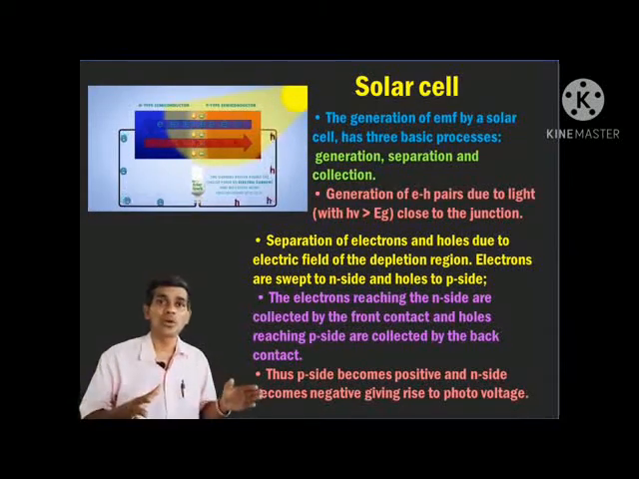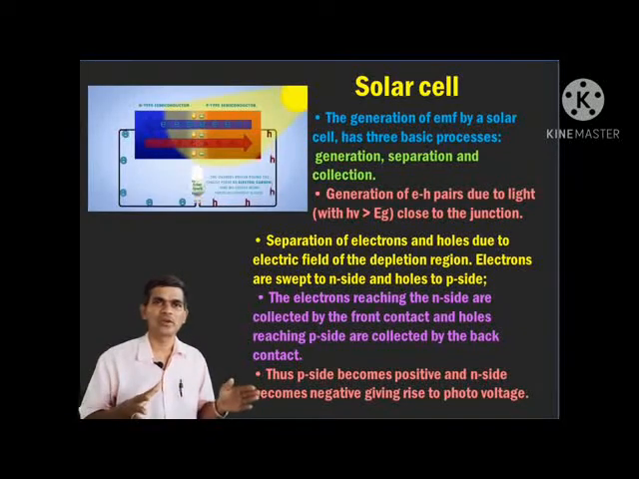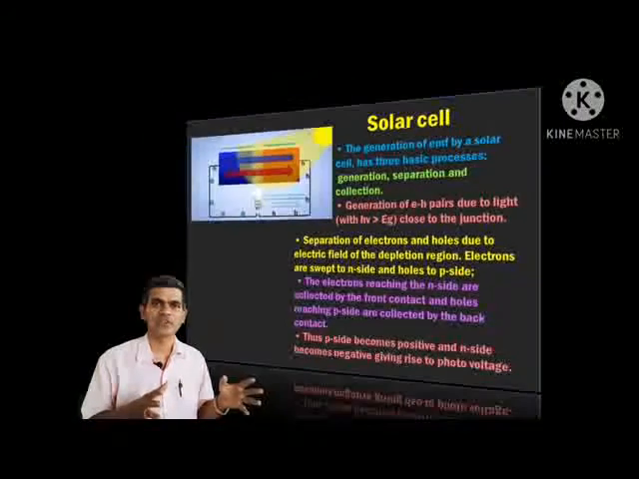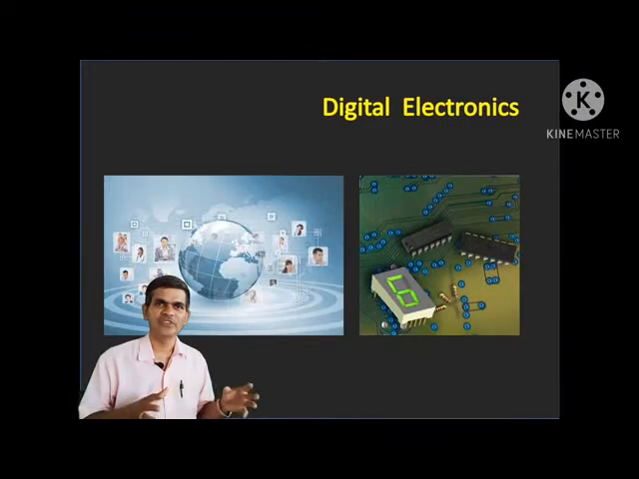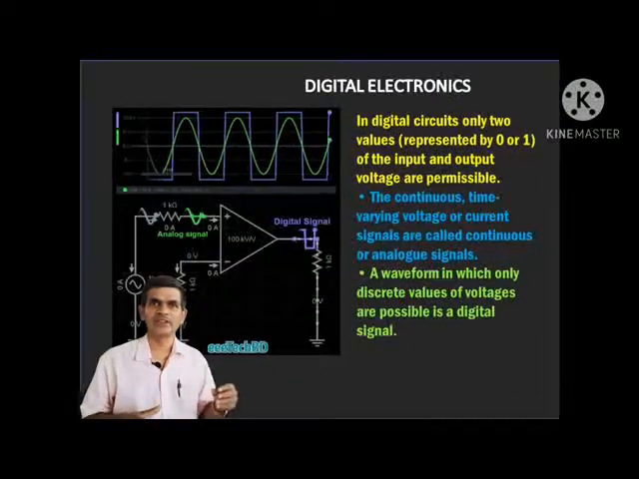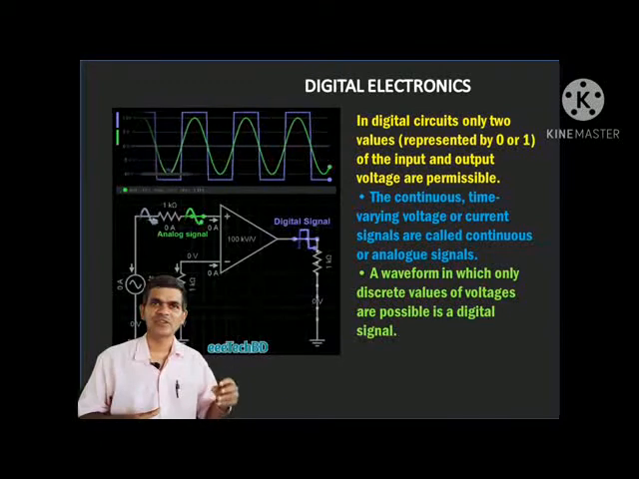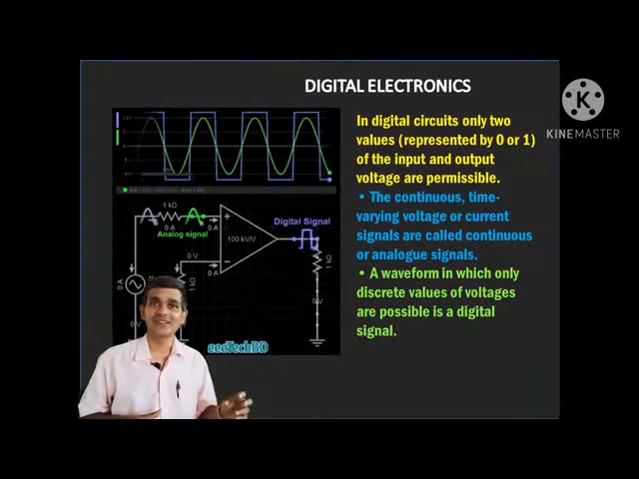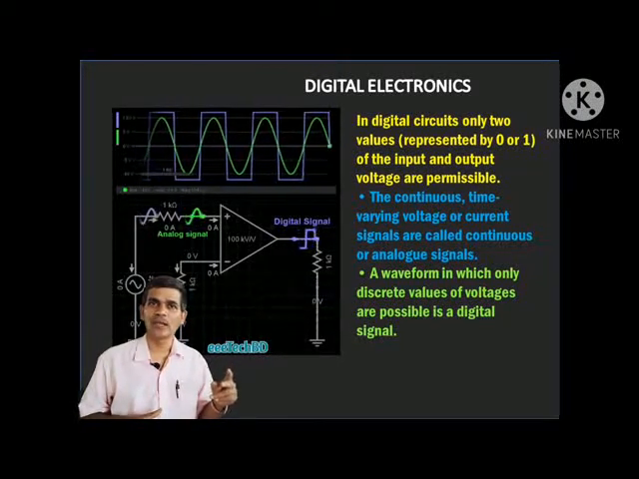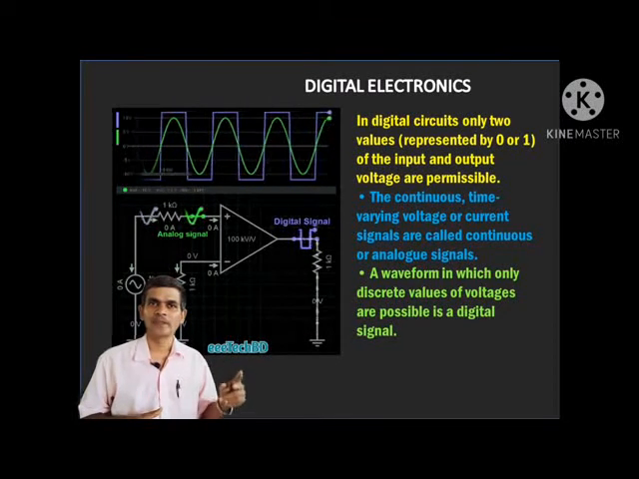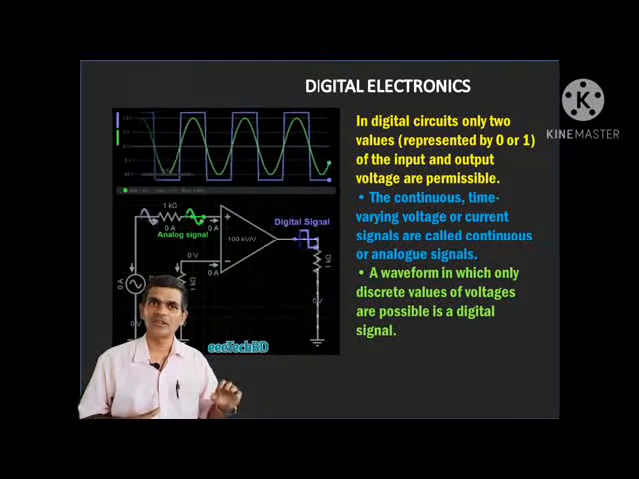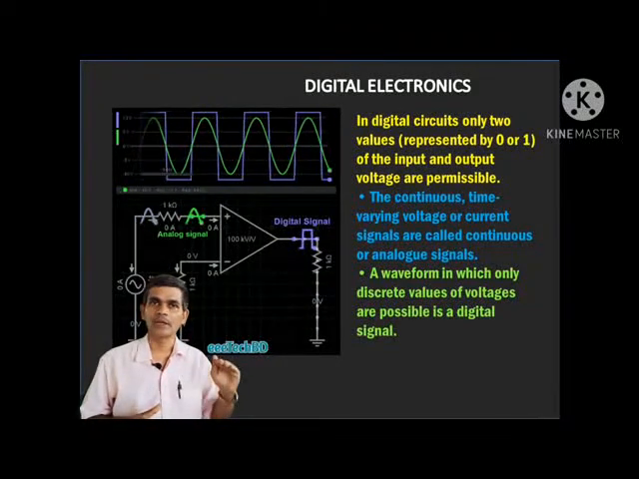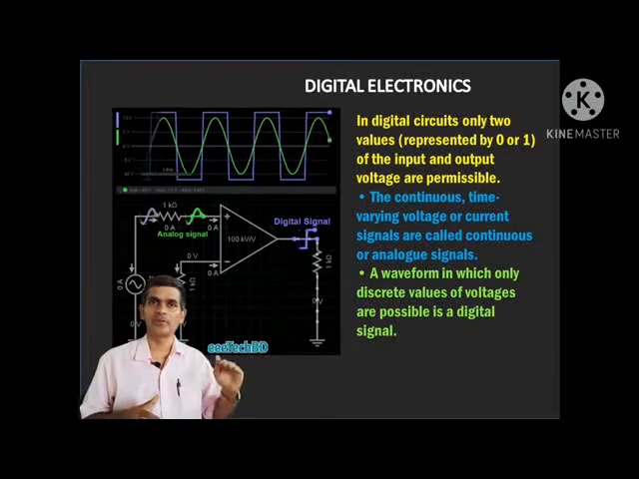Next, digital electronics. What is digital electronics? It is another branch of electronics that uses digital signals. Here we are discussing some basics of digital electronics. Digital circuits work based on digital signals, which means they have only two values, represented as 0 and 1, as input and output voltage. Only two states are permissible: either low or high, on and off, or 0 and 1.